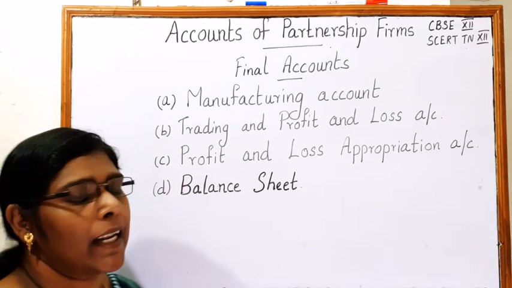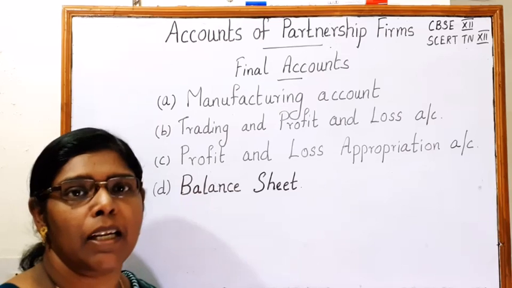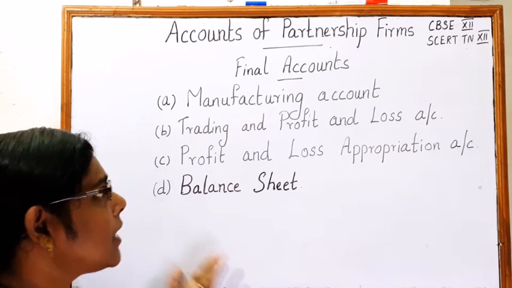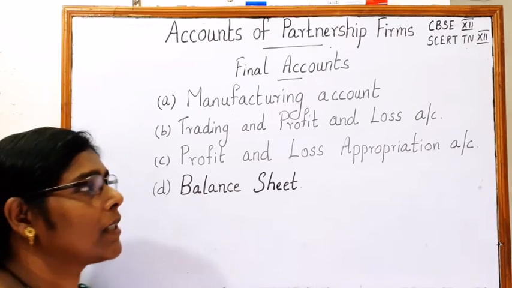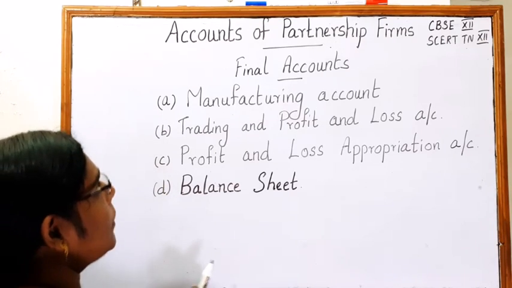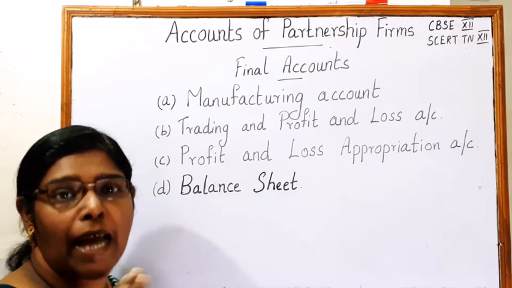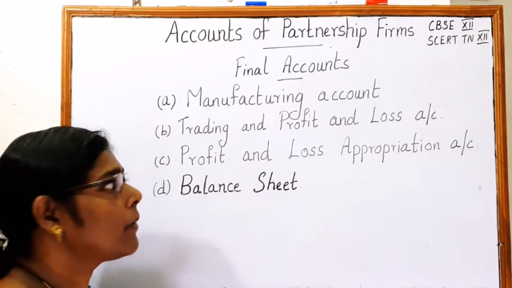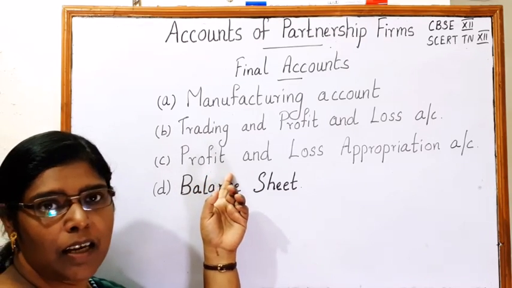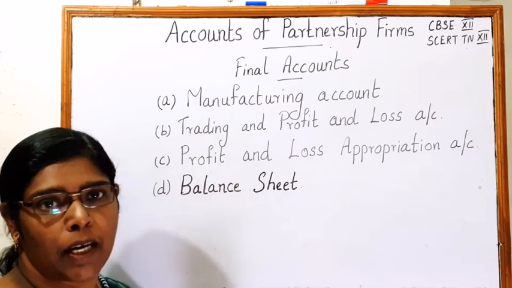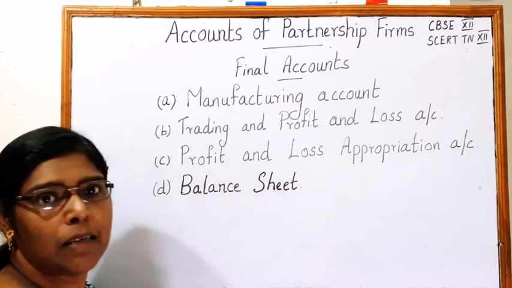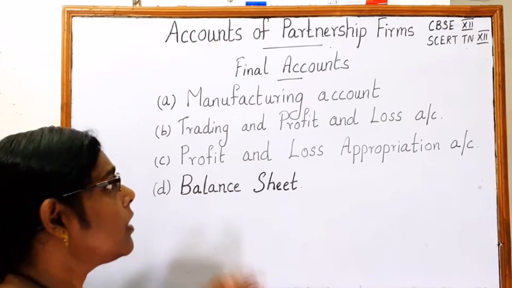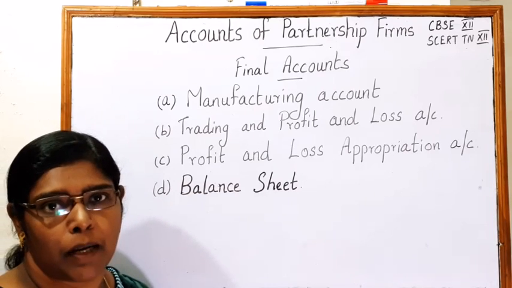So when we talk about final accounts, it is more or less similar to the final accounts of sole traders. But what's the difference? Let's see what it is. We may prepare a manufacturing account if it has a manufacturing unit. Then we'll prepare trading and profit and loss account. Then we have a special thing here called the profit and loss appropriation account. I'll explain it a little bit later. Then we'll be preparing the balance sheet. So now let's move on to the profit and loss appropriation account.